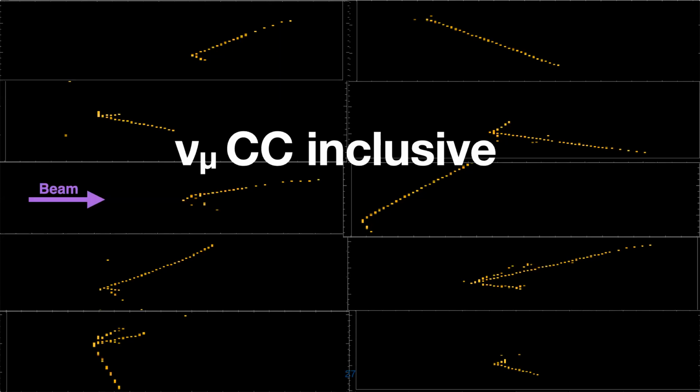So we now have a NuMI CC inclusive sample, and these are just examples of event displays for these events. And you can see that what they all have in common is this very long straight muon track. Some have a little bit of activity, some have other tracks, some are just one long track, but it doesn't really matter. This is a CC inclusive measurement, so these are all part of the signal. The important thing is that we have that long muon track.